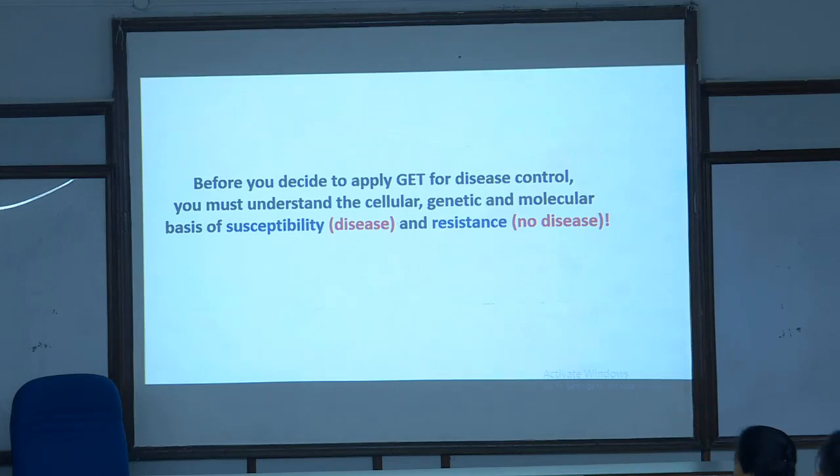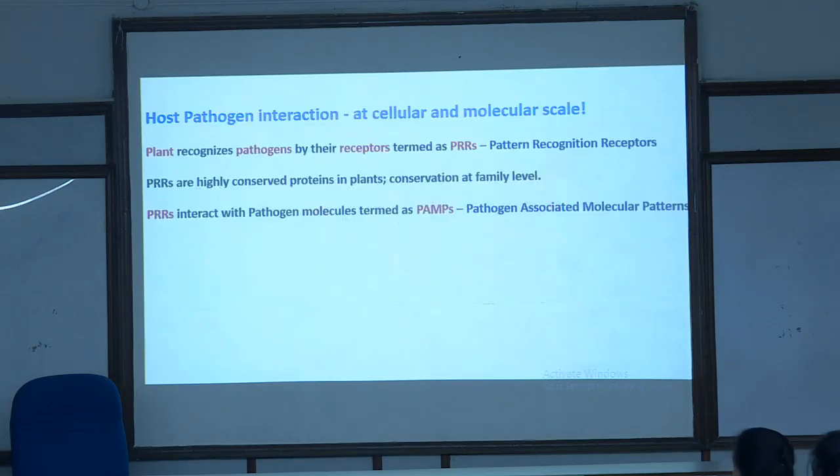And if something is happening, definitely it is related to the genes and the gene products, right? So before you decide to apply GET for disease control or crop protection, you must understand the cellular, genetic, and molecular basis of the so-called disease and the no disease. The disease is what is called susceptibility, and the no disease is nothing but the resistance, right? In the next few slides, it is typically a host-pathogen interaction subject. You pay attention to the slides.